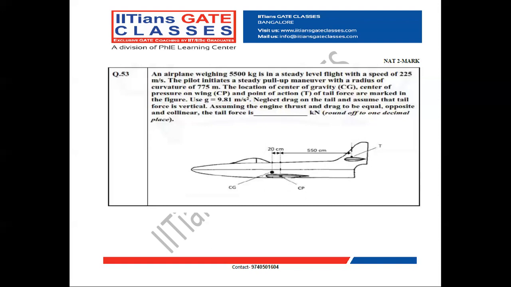Assuming the engine thrust and drag to be equal, opposite and collinear, the tail force is dash kilonewton. Round off to 1 decimal place.